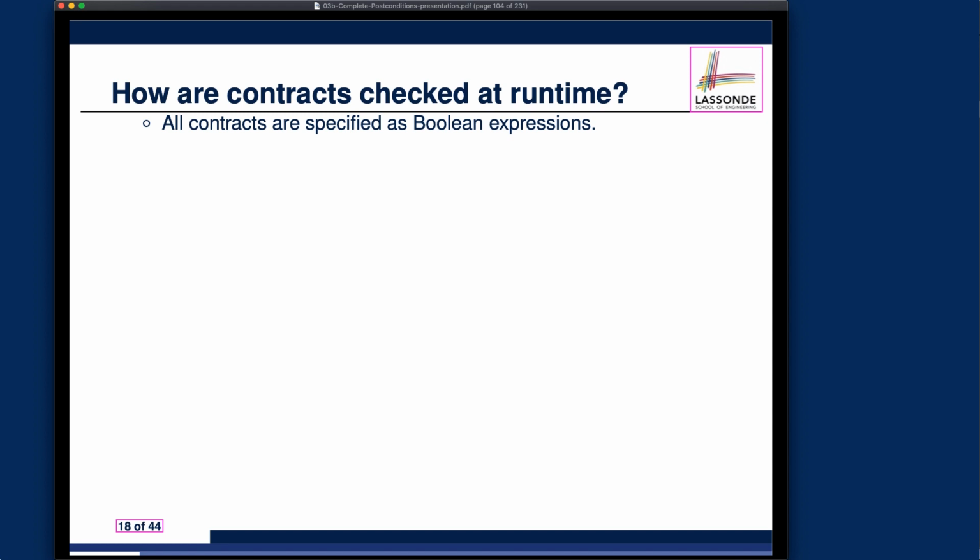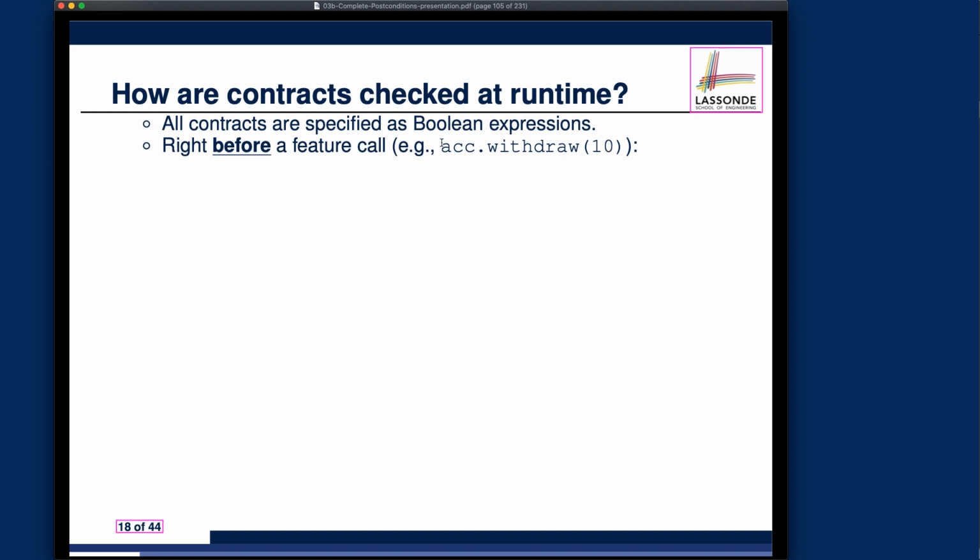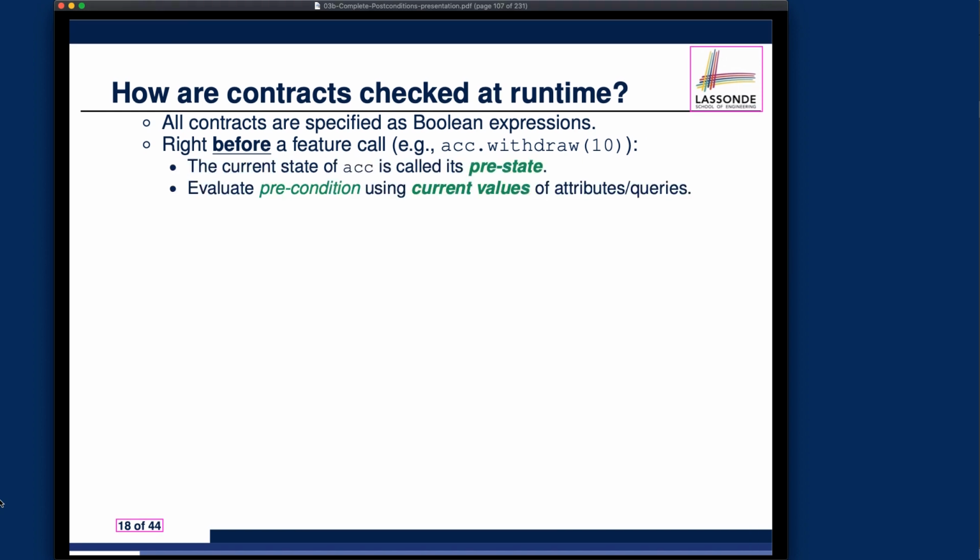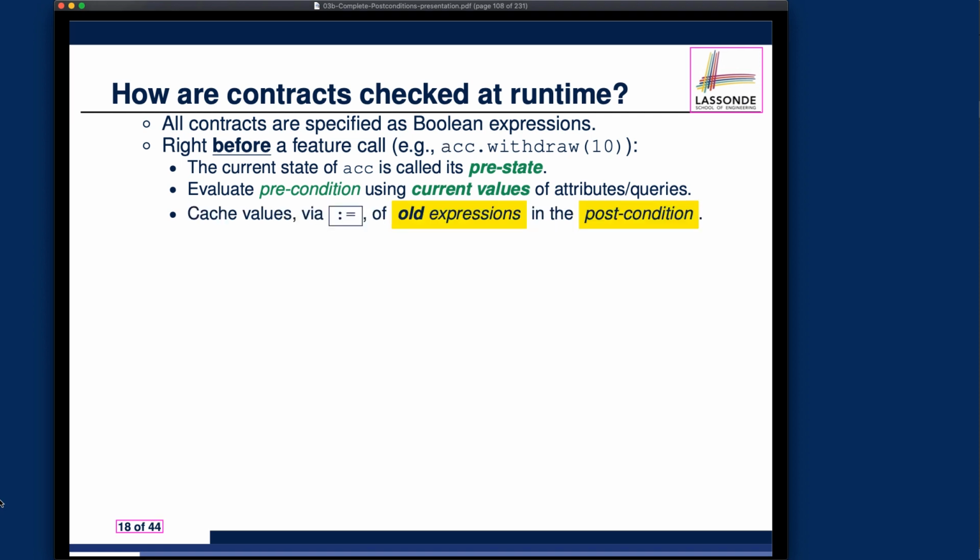All the contracts, precondition, postcondition, and class invariant, are specified as Boolean expressions. Right before you try to execute a feature, let's say before you try to withdraw $10 from this particular account, we are in the pre-state. What do we do in the pre-state? We have to evaluate the precondition, of course, to make sure the clients fulfill their obligation, so that we can go ahead and execute the body of the implementation supplied by the supplier. Now, this is the most important bullet point for this slide.